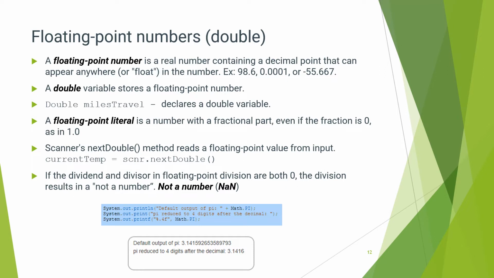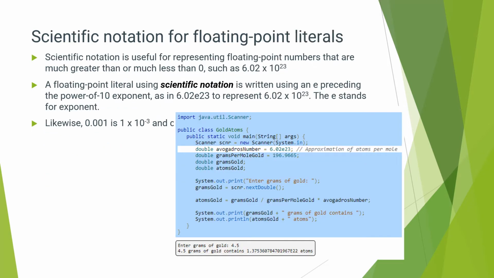If the dividend and the divisor in the floating point division are both 0, then the division results in a not a number, that is NaN. You can see an example over here. The default output of pi is double, which is 3.141, and so on. And if you see over here, if you reduce it by giving something like 0.4 as a float, only the 4 floating literals will appear after the decimal point. You can see in the next line of the output.